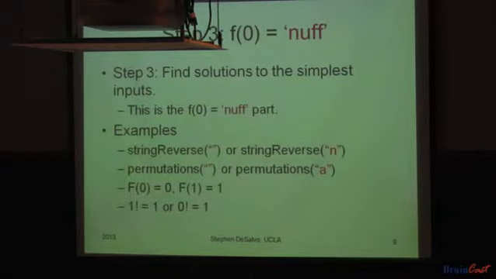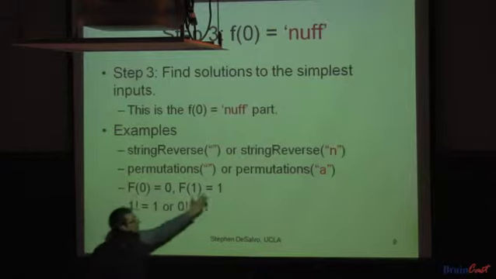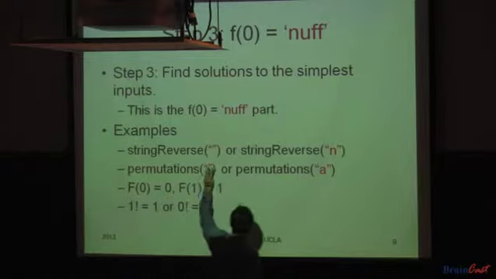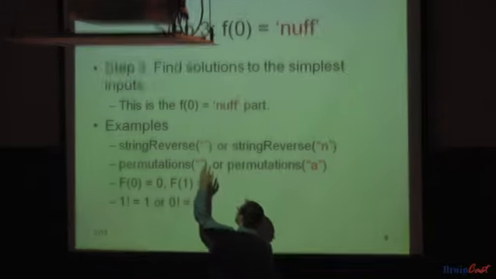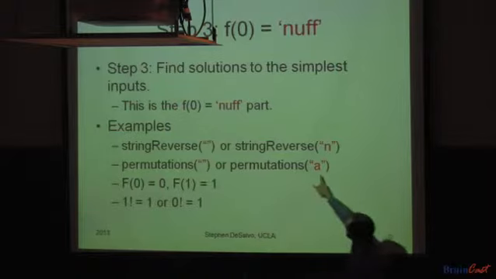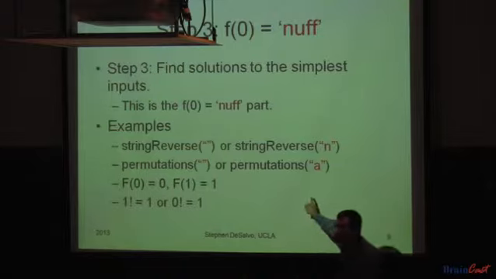Step 3 is find solutions to the simplest inputs. In other words, 1 factorial is 1 or 0 factorial is 1. For Fibonacci sequence, f of 0 is 0, f of 1 is 1. Okay? That's going to stop the chain reaction. For permutations, all permutations of no letters is just the vector consisting of the single string with no characters in it. Or permutations with a single letter, that is the vector consisting of a single string object with the letter A in it. Okay?